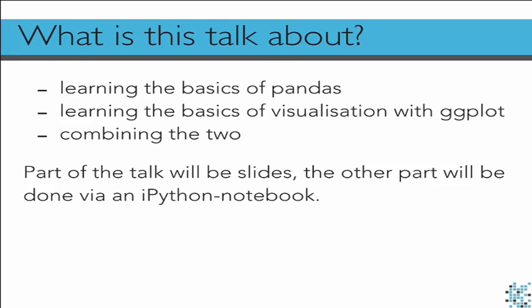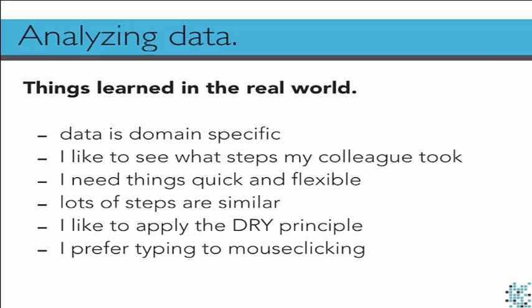So, analyzing data. I do a lot of work for a lot of clients. So I've been at two banks, I've been at the Dutch airport, I've done two airline companies, and I've seen two online retailers. And basically, the thing you really notice is that data is a domain-specific thing. Whenever we're doing stuff with data, I like to be able to see what my colleagues are doing, and so I can compare data. I really like things that are quick and flexible.